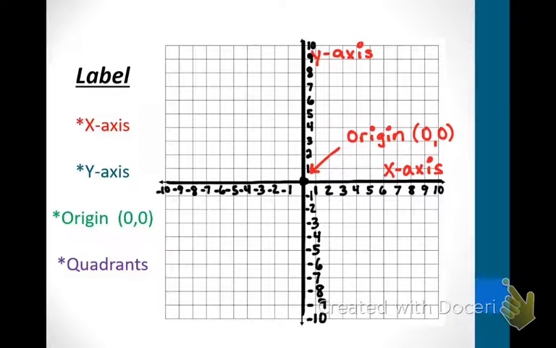Now we're going to talk about one last thing. This says right here, we were talking about the quadrants. The quadrant is basically something that helps you to know or locate where the points are at.